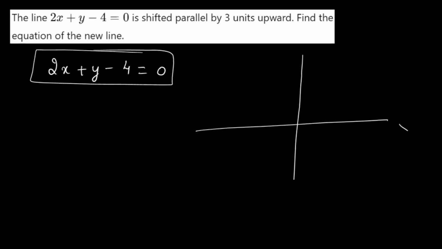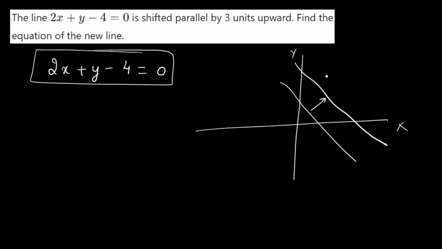So this is the Cartesian plane. The x-axis is horizontal and the y-axis is the vertical line. Suppose any line is there. This is any line, and we are shifting it parallel in the upward direction, like this. So this concept we are going to use here.